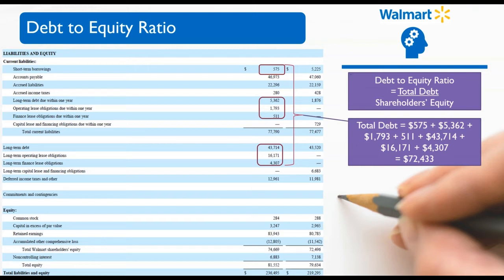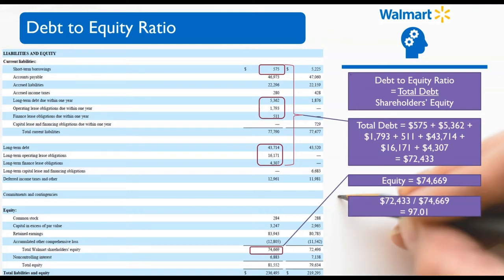We've also included the long-term debt of $43.7 billion, long-term operating lease obligations of $16.2 billion, and long-term finance lease obligations of $4.3 billion. That gives us our total of $72.4 billion. And then we find its equity on its books of around $74.7 billion for fiscal 2020. Once we calculate this ratio, we come up with 97.01.